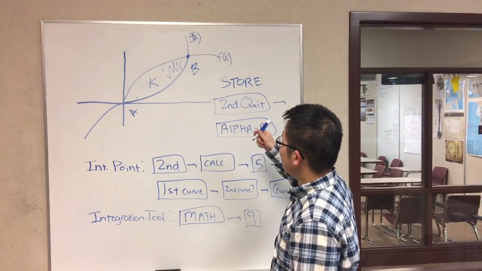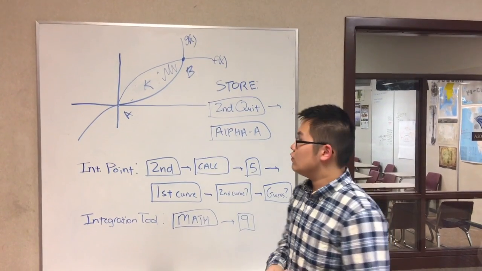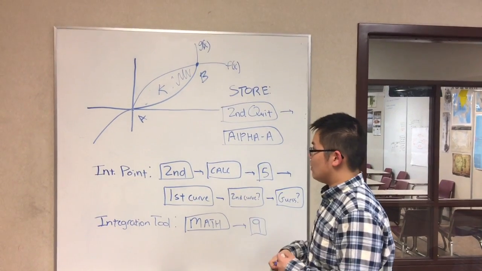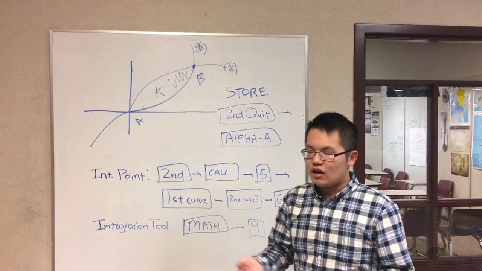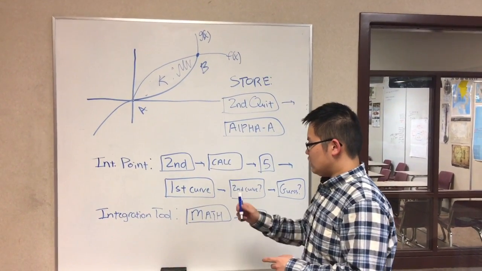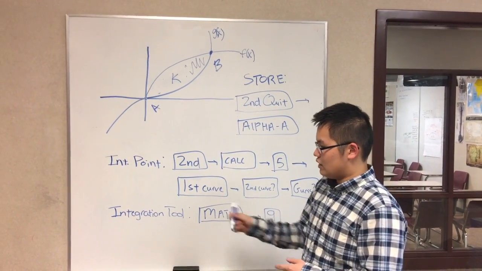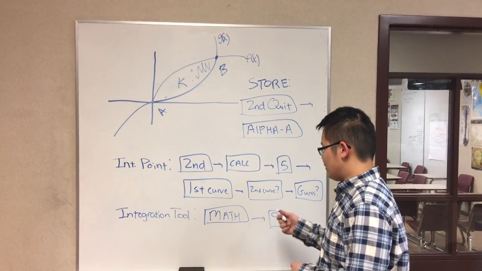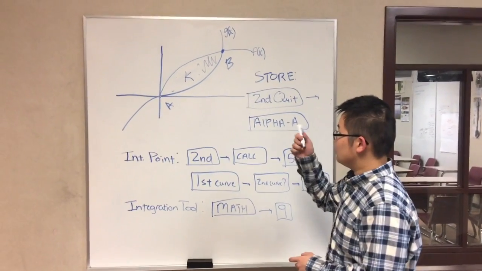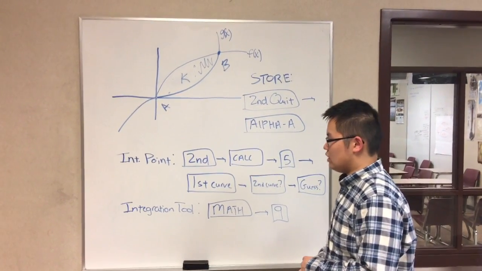Second of all, if you don't know how to store a really long and complicated decimal value for your intersection point, simply click second quit and store that value as alpha A. And then obviously for intersection point B, store it as alpha B. Finally, the most critical and the most simple tool to use is the integration tool. Simply press Math 9, enter your limits of integration, and then f of x minus g of x, top minus bottom dx, and that'll get you the answer that you need.